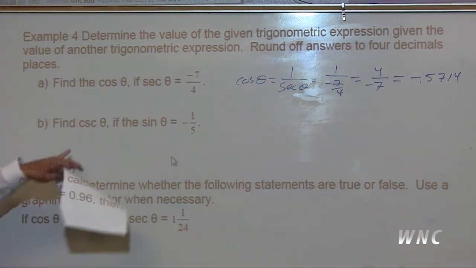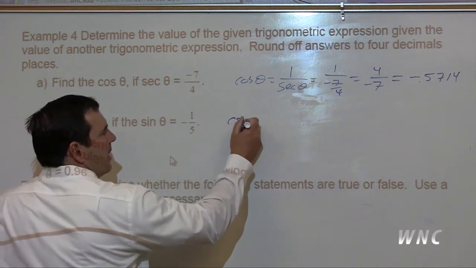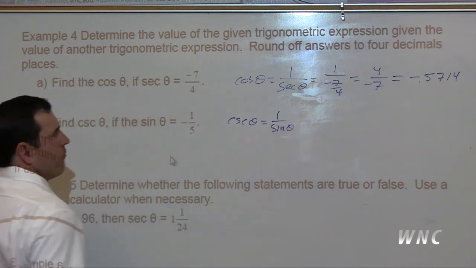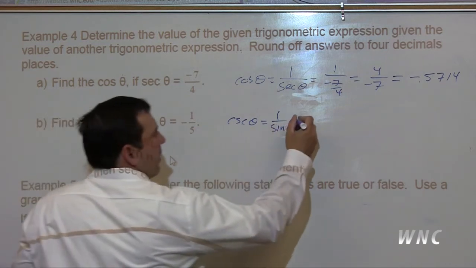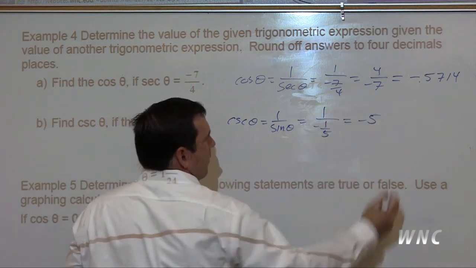And the next one, find cosecant theta if sine of theta is -1/5. Well, cosecant theta is 1 over sine theta. So that's going to be 1 over -1/5, and that's going to be -5.